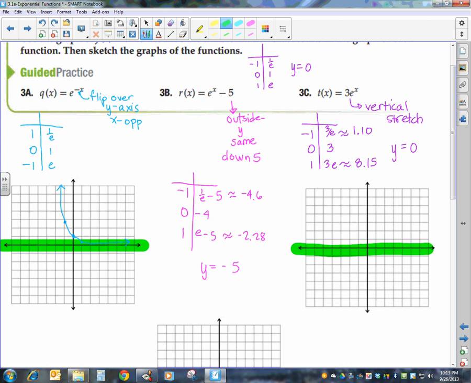Y equals 0. And my points: -1, 1.1, just a little bit over. And 0, 3, and then 1 is 8.15, which is going to be way up there. So again, approach that asymptote and connect your dots. And there you have it, graphing exponential functions.